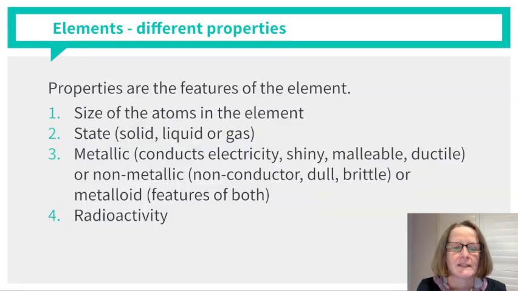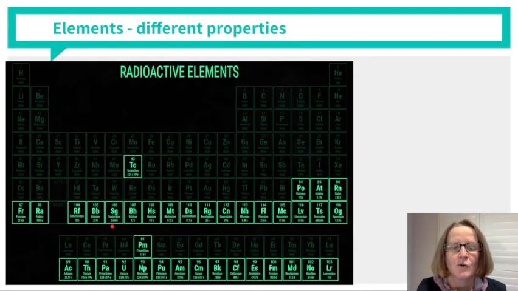And a fourth property, radioactivity. This means that they decay and release radioactive particles. And there are quite a few radioactive elements. They're all shown up here in fluorescent green. And you will have heard of some of them, like uranium, and some of the most recently discovered and named elements, like oganesson and tennessine, are found here.